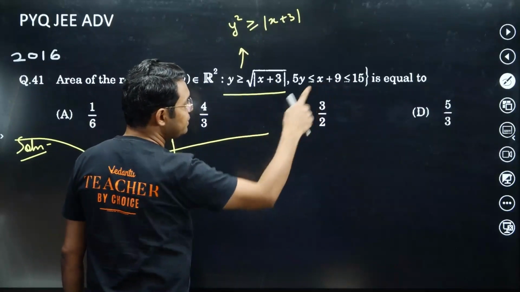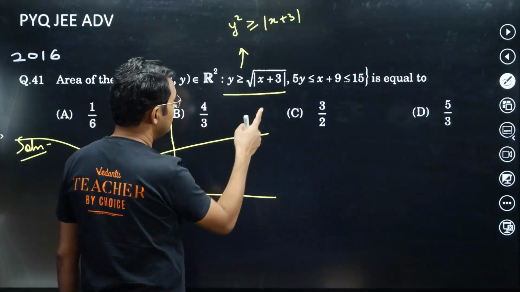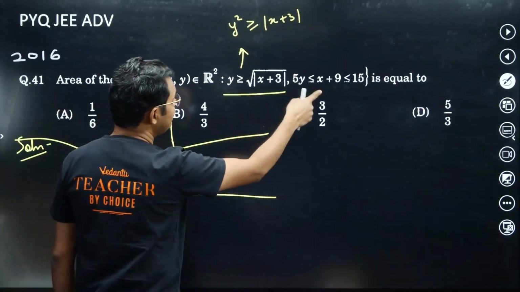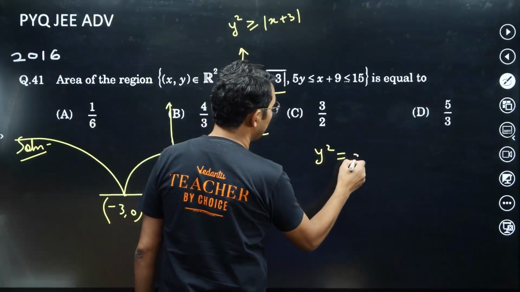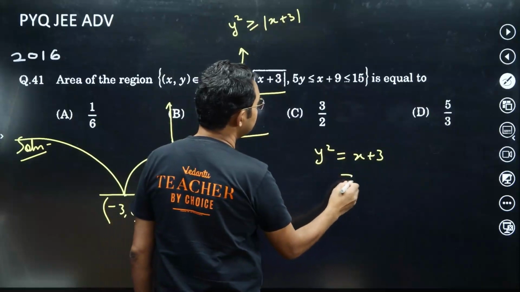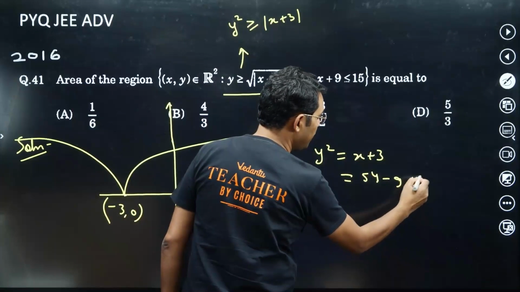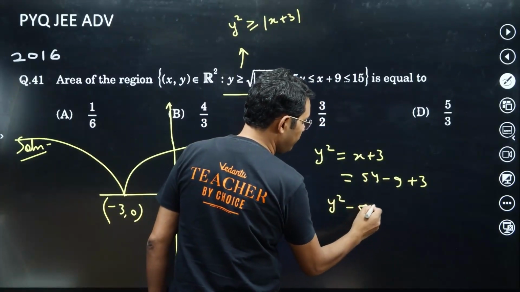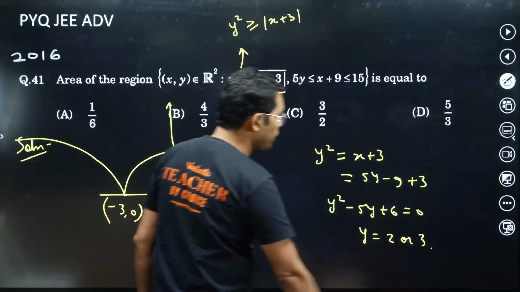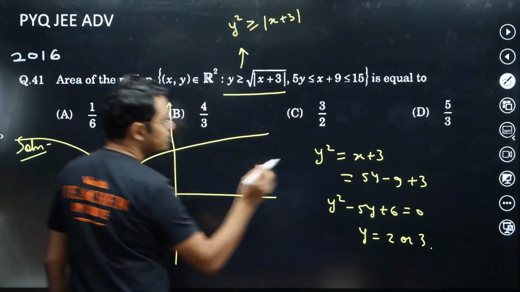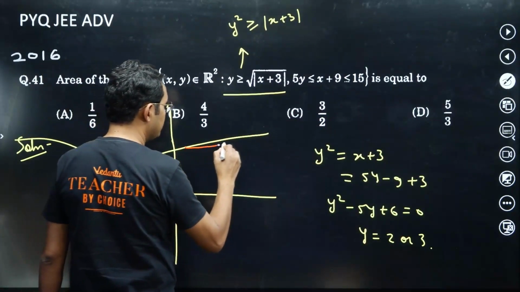In this, x plus 9 less than or equal to 5y means x should be less than or equal to 5y minus 9, and this is a straight line. If you solve this line with this equation, let us first solve for the right portion, that is y square is equal to x plus 3, and if I put x is equal to 5y minus 9, 5y minus 9 plus 3, so the quadratic would be y square minus 5y plus 6 equal to 0, which gives you y is equal to 2 or 3. Both 2 and 3 are possible, so this line will actually cut this right portion of the parabola at 2 points, 2 and 3, something like this.